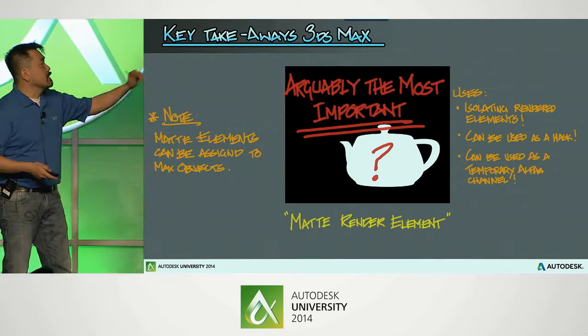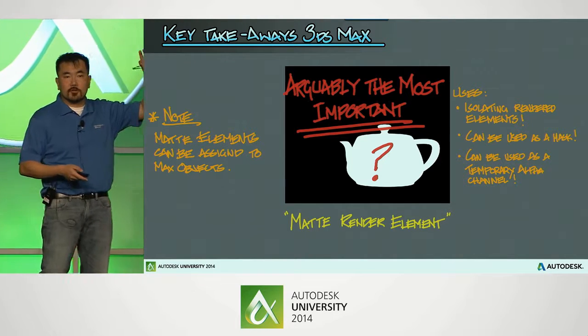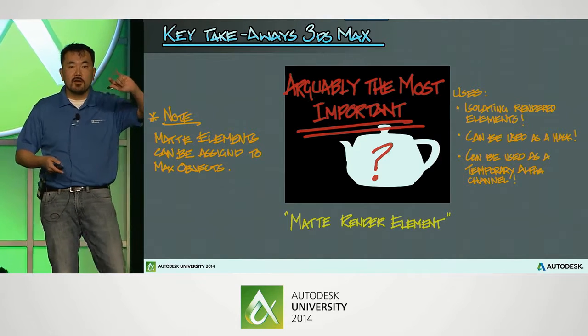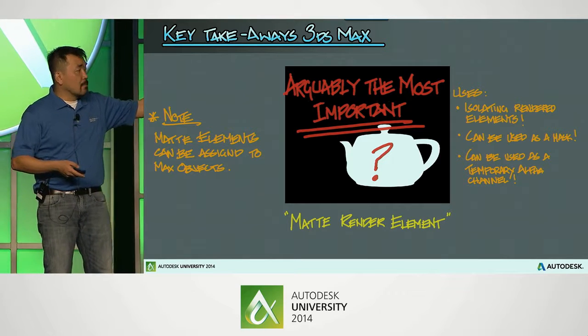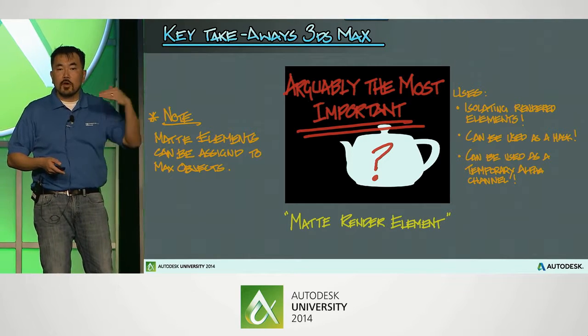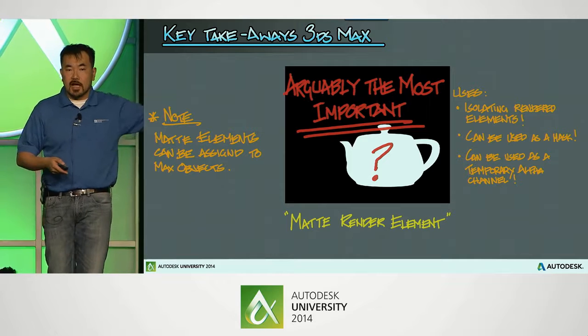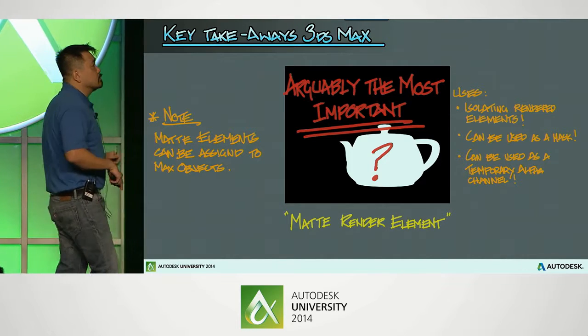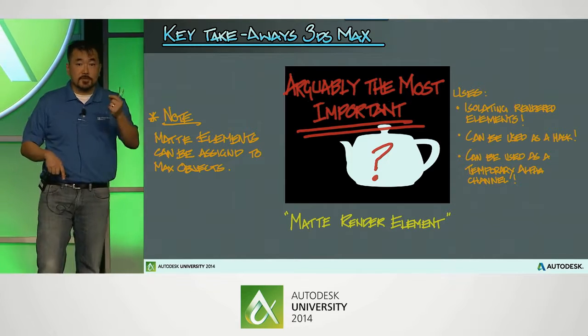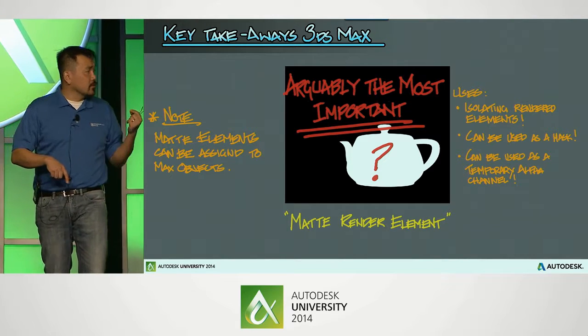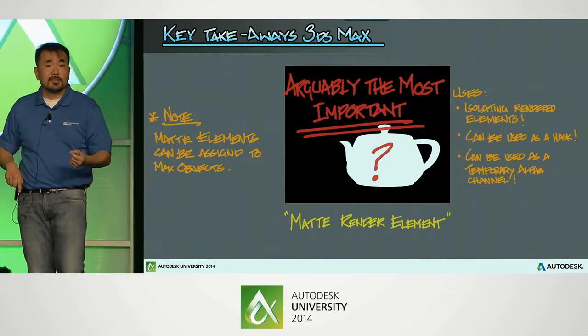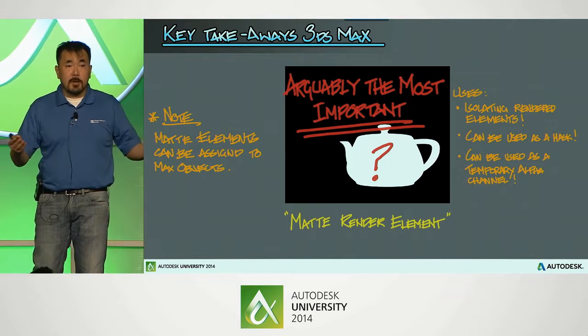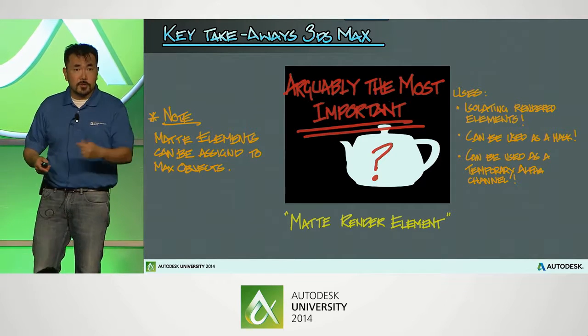The matte element can be assigned to Max objects, so that's a key critical point. So any Max object I have, I could create a matte render element and say, hey, I want you to create an element based upon this object assignment. But I can use it for isolating rendering elements, as well as it can be used as a mask, and also can be used temporarily as an alpha channel. Incredibly powerful and flexible, if you know those terms.